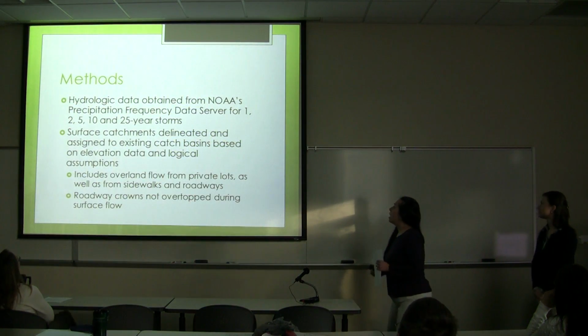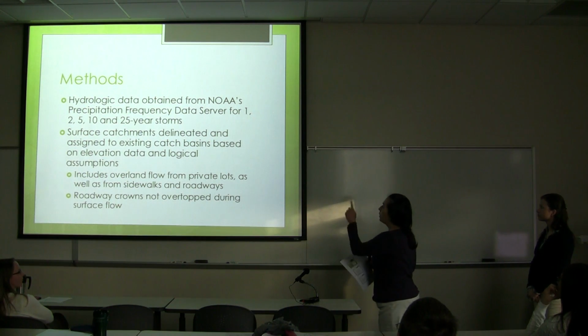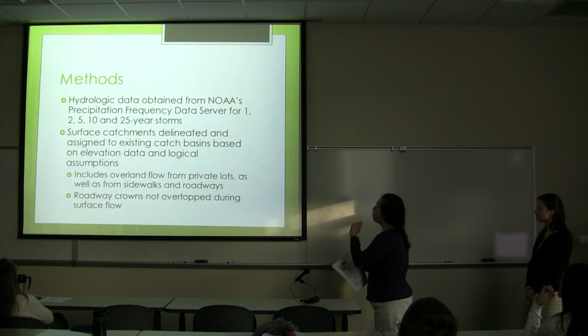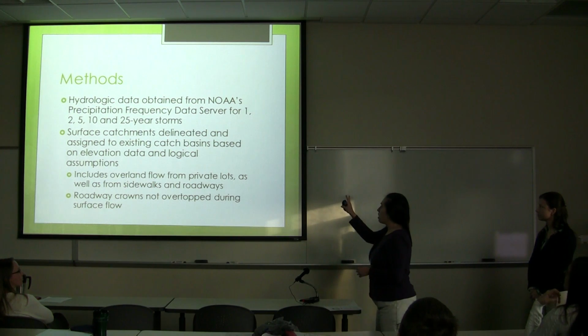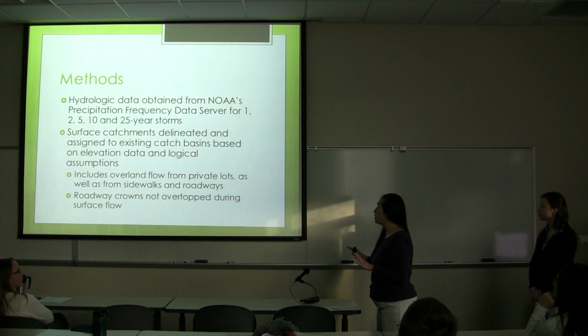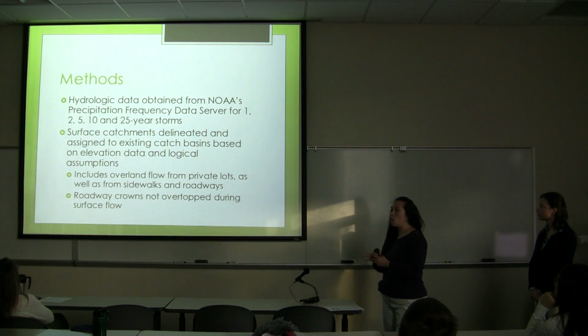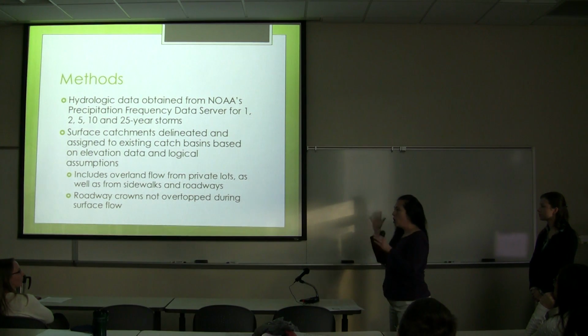Okay, there we go. Just like the previous folks, we went and got our rainfall data from NOAA's Precipitation Frequency Data Server. We, of course, like everybody else, divided our area into surface catchments to delineate whatever rain falls in a particular area goes to a particular catchment. So you know whenever it rains where that drop of rain goes in the catch basins.